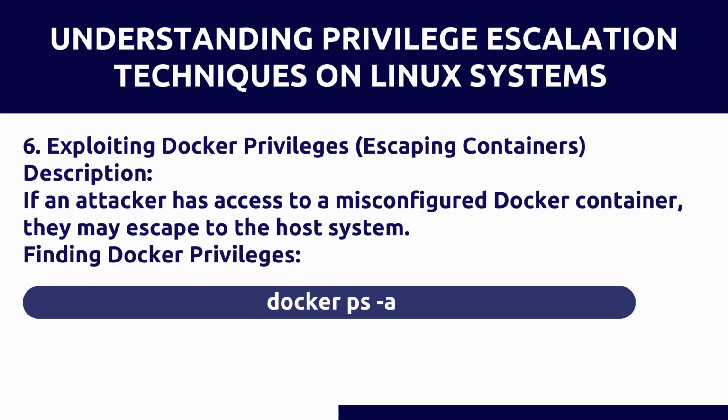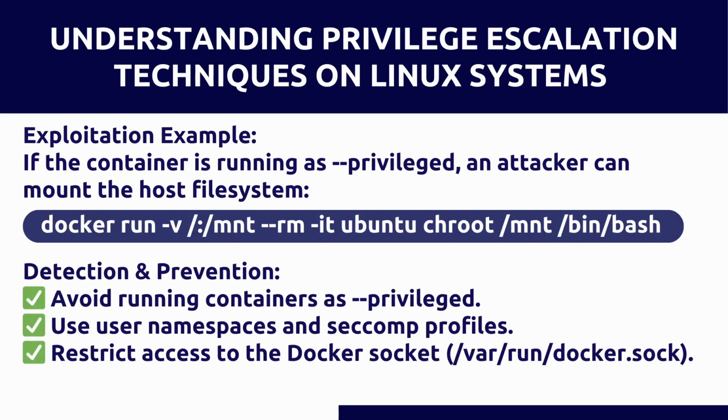Number 6, exploiting Docker privileges, which is also escaping containers. Description: if an attacker has access to a misconfigured Docker container, they may escape to the host system. How do we find Docker privileges? By running docker ps -a. Exploitation example: if the container is running as --privileged, an attacker can mount the host file system. How do we do that? docker run -v /:/mnt --rm -it ubuntu chroot /mnt/bin/bash.